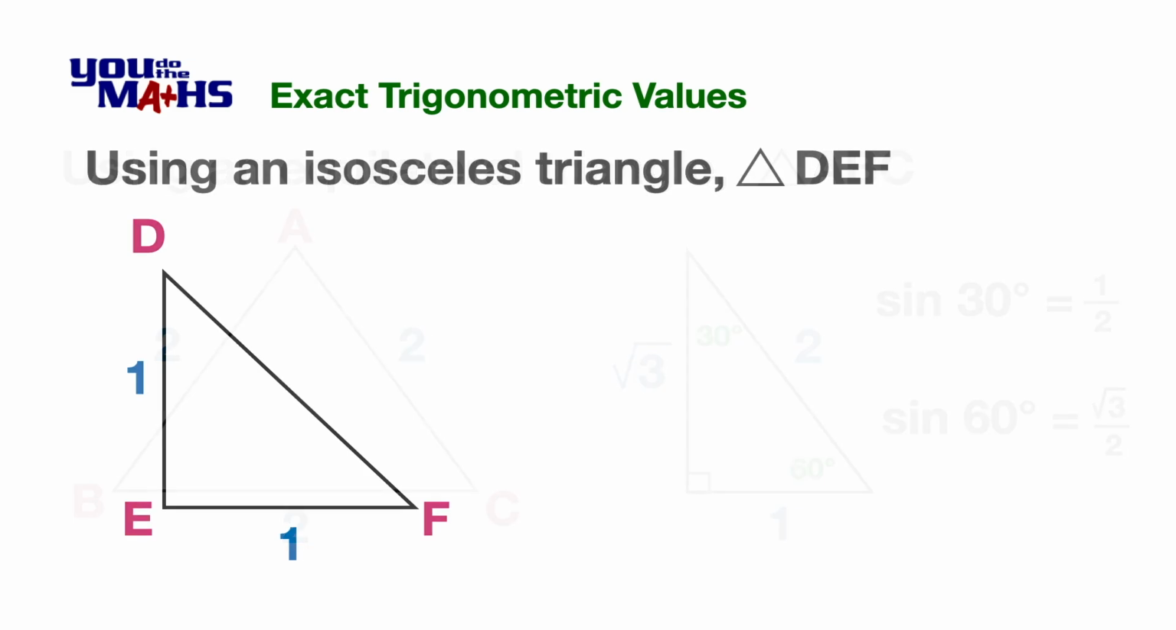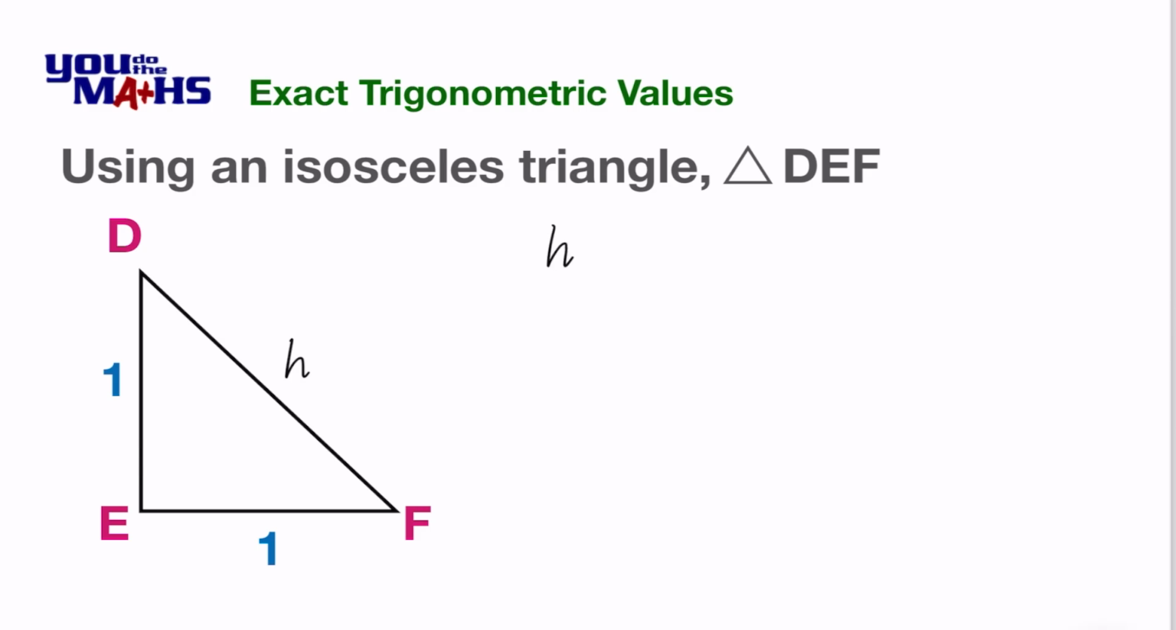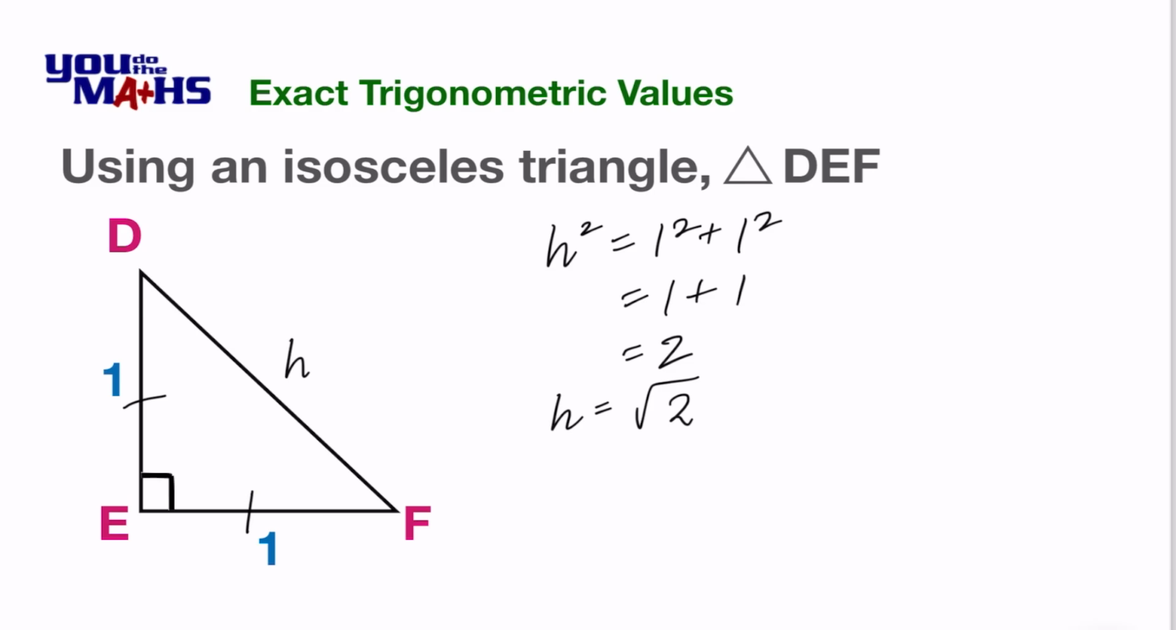Now let's have a look at an isosceles triangle with sides of 1 on the shortest sides. Now we'll first of all determine the hypotenuse h, and we'll use Pythagoras there, so it's 1 squared plus 1 squared. That gives us a total of 2, and then the value of h is root 2. We also know that because it's an isosceles triangle there are two congruent sides, and those sides are DE and EF. And with those sides being the same, the angles opposite them are the same as well, and they add up to 90 degrees because there's a right angle at E. So both of those angles are 45 degrees.